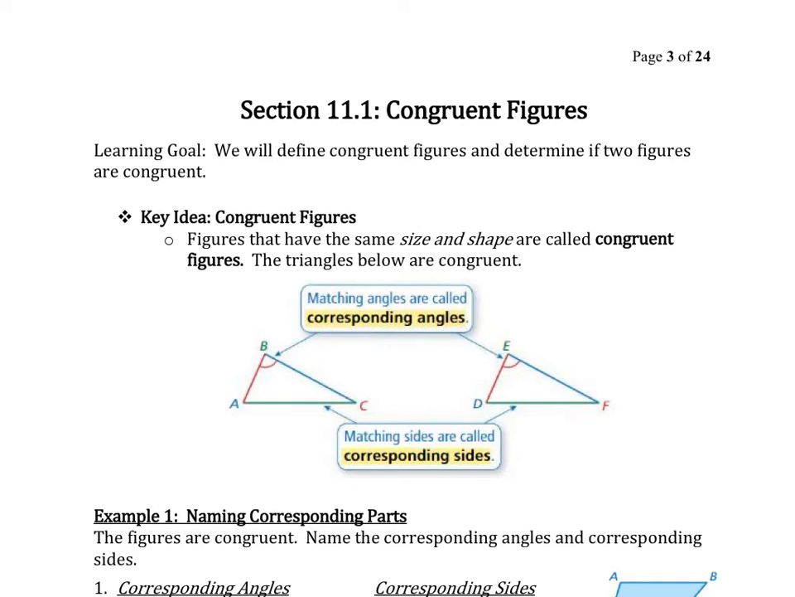So when we have 2 things that are congruent, like these triangles pictured below here, we have things called corresponding angles and corresponding sides. All corresponding really means is that they match. So as you can see there, angle B and angle E are corresponding because they match. They're in the exact same place. Same thing with these sides AC and DF. They are also corresponding. So within congruent shapes, we have many sets of congruent sides and angles. It just depends on what kind of shape we have.